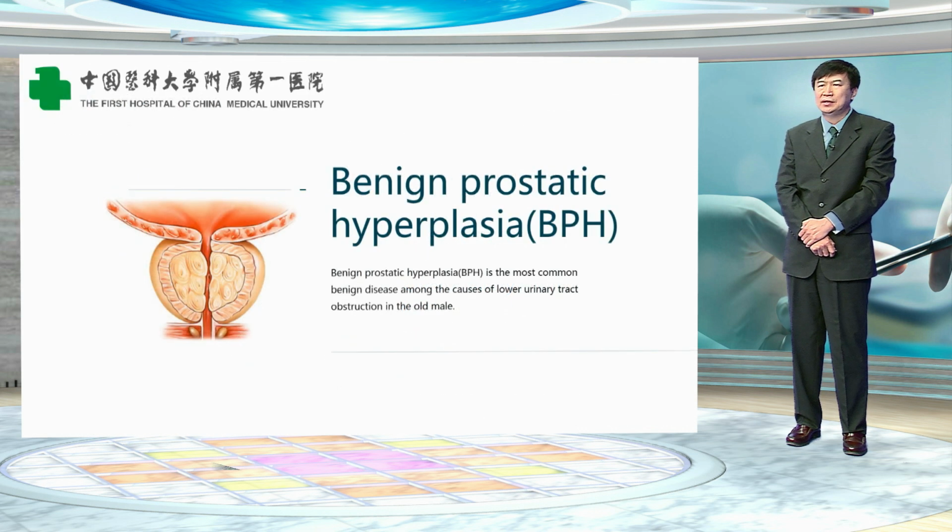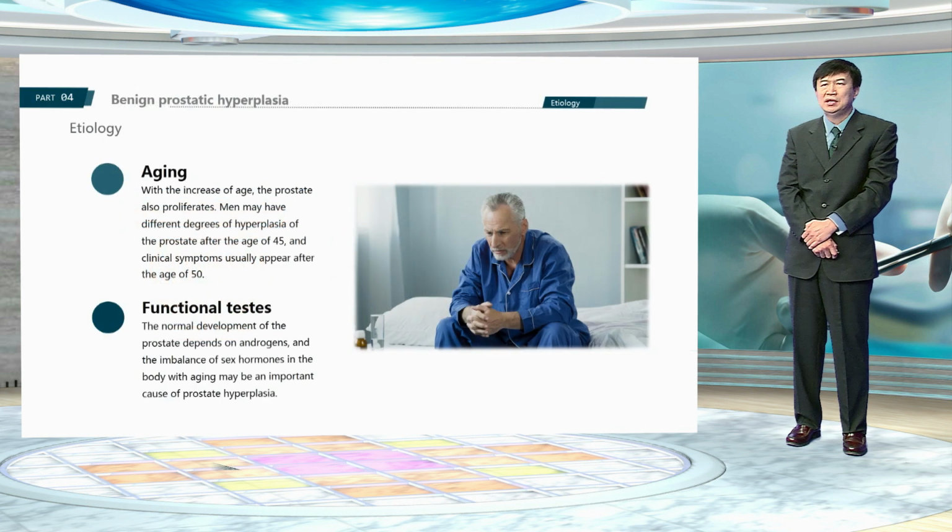Benign prostatic hyperplasia is the most common benign disease among the causes of lower urinary tract obstruction in the old male. There are two major etiological factors responsible for benign prostatic hyperplasia. The first is aging. With the increase of age, the prostate also proliferates. Men may have different degrees of prostate hyperplasia after 45 years old, and the clinical symptoms usually appear after the age of 50.